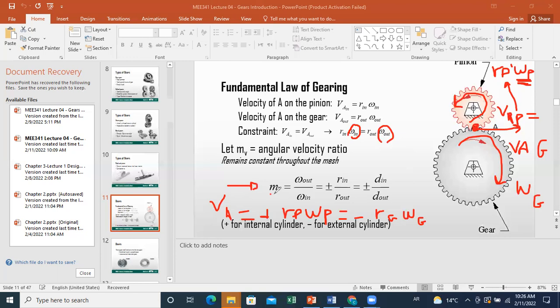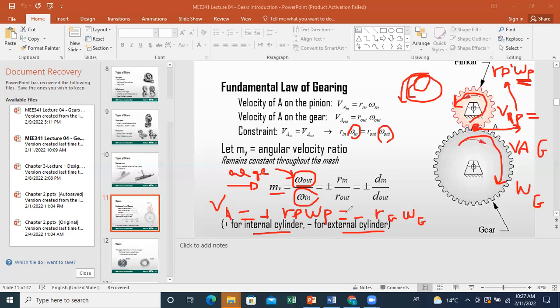The angular velocity ratio is equal to the angular velocity of your output over the angular velocity of your input. Here, we are expressing omegas as algebraic values. In order to differentiate between the internal configuration and the external configuration, I already told you that if you have an internal configuration formed by just two gears, then both will have the same angular velocity direction and sense.